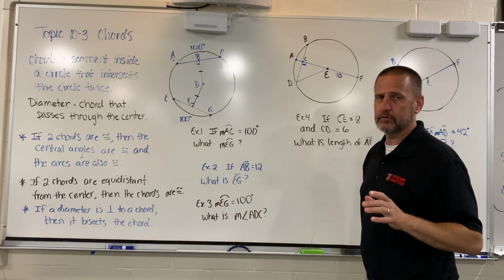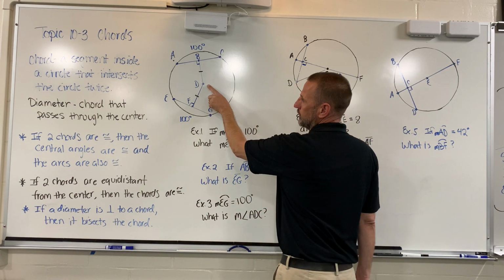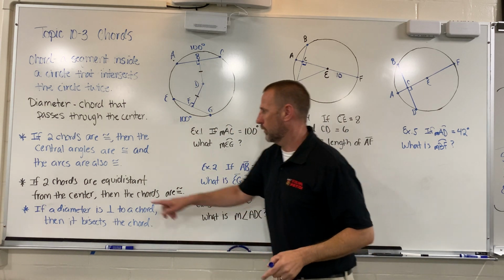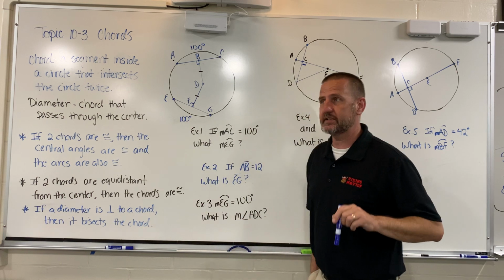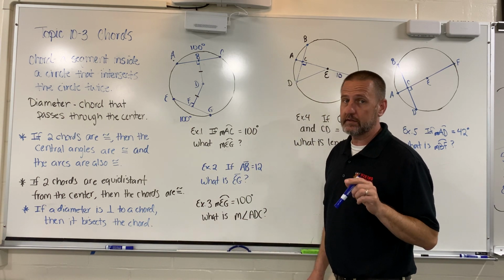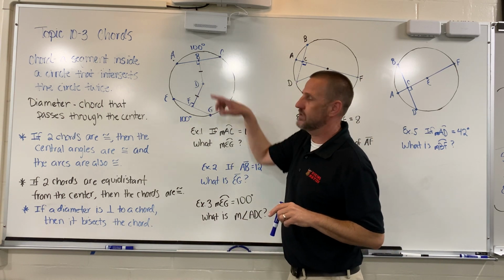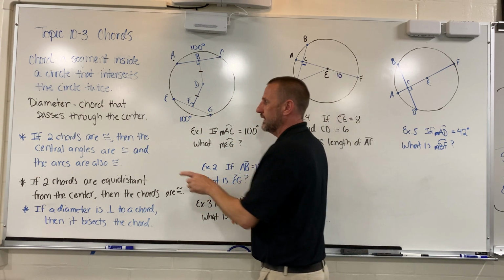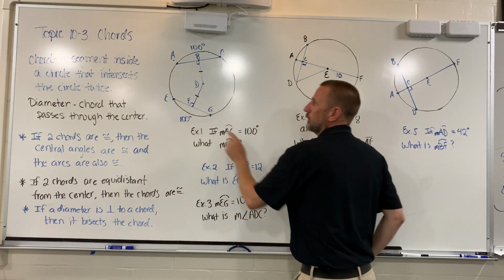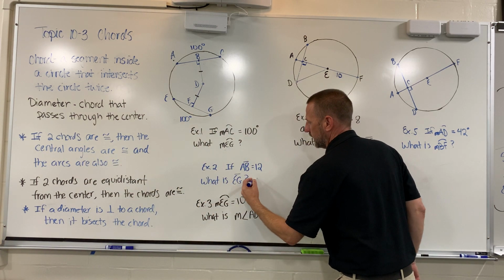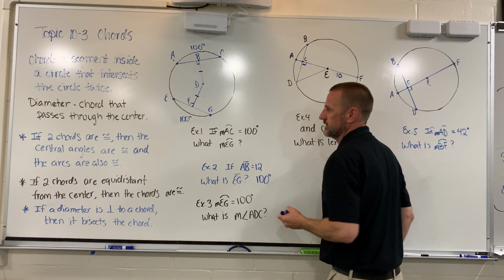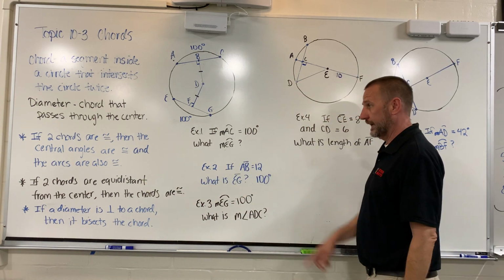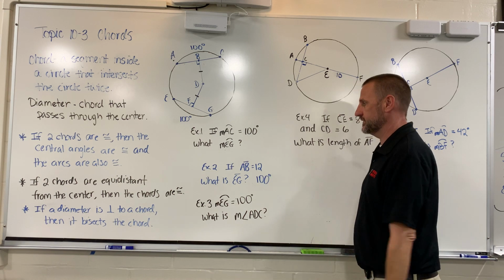If I look at the drawing carefully, I see that the distance from D to F is the same as D to B. So these 2 chords are equidistant from the center. That tells me that this chord is the same as this chord, which means their arcs are congruent. So this is 100 degrees because the other one's 100 degrees, and it comes down to being equidistant from the center. And when they're congruent, they have the same arcs.